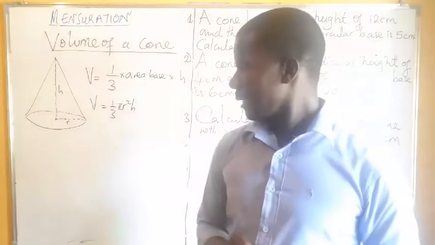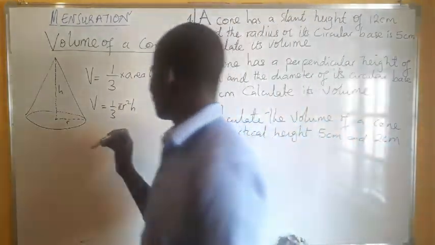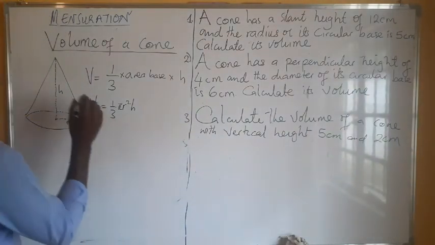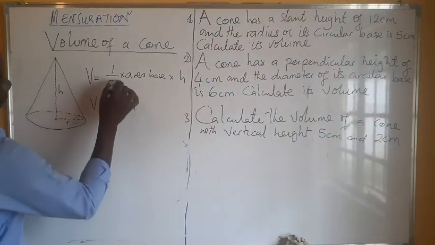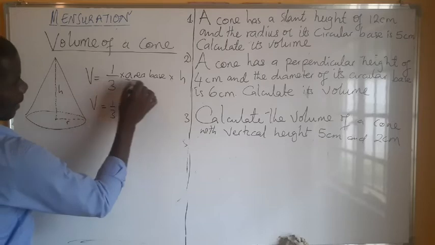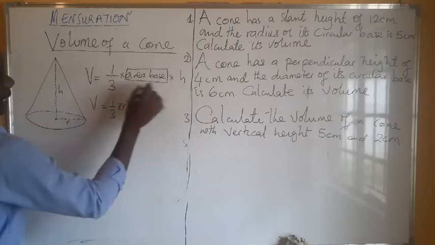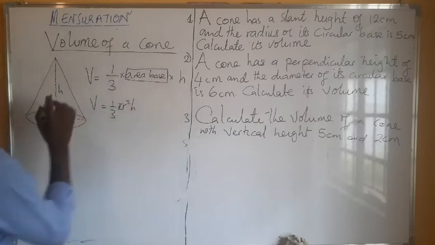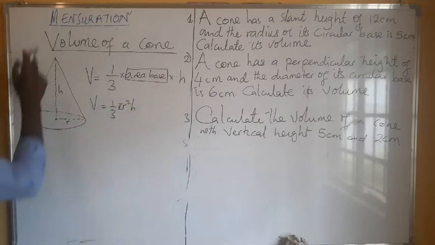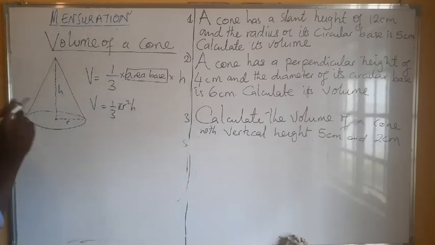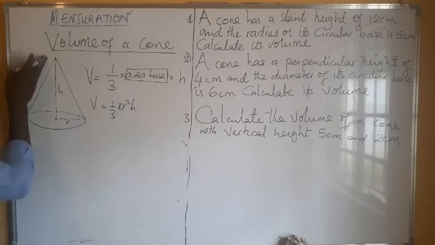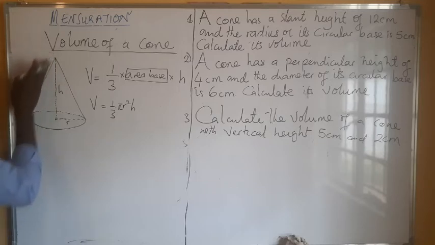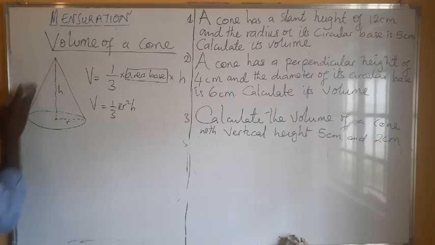There's one thing that I want you to understand from the formula here. The volume of a cone is given by this formula, 1/3 multiplied by the base area, multiplied by h. And this h is the perpendicular height of the cone. If you remember, when we were looking at surface area, we needed the slant height.